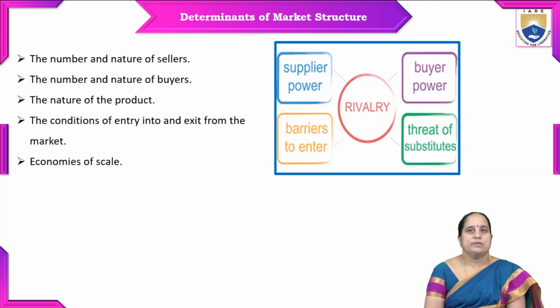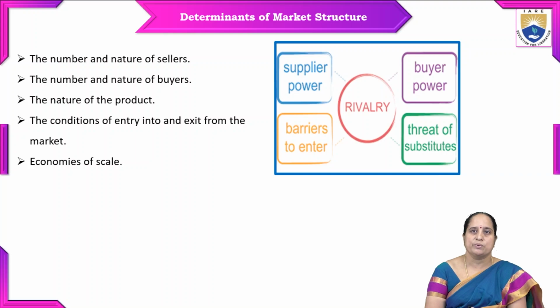Then coming to the determinants of market structure. These determinants are also known as the factors that influence market structure, the number and nature of sellers. Here we consider five things as the major determinants: buyer power, supplier power, barriers to entry, threat of substitutes, and all these things connected with rivalry. Rivalry in the sense of competitors.